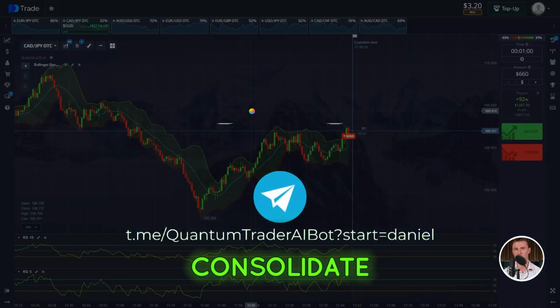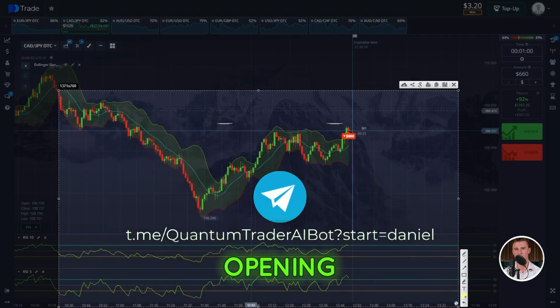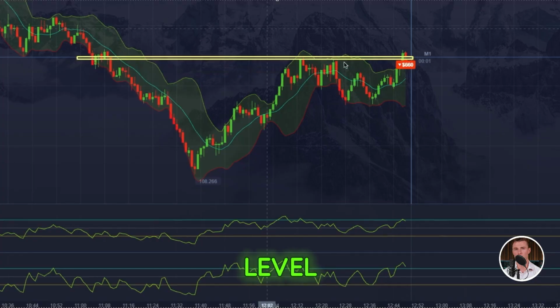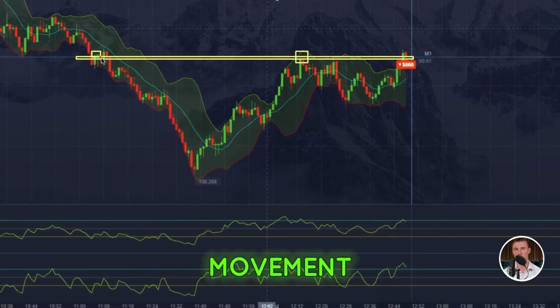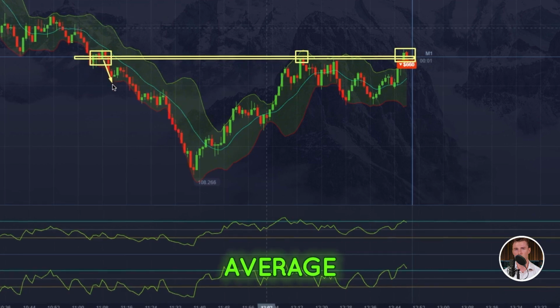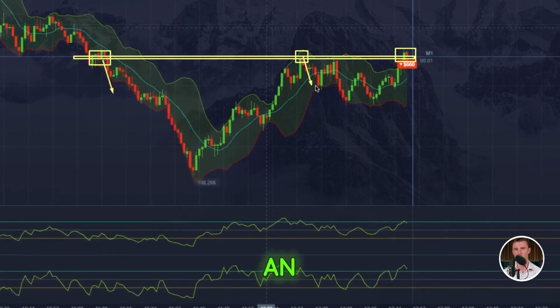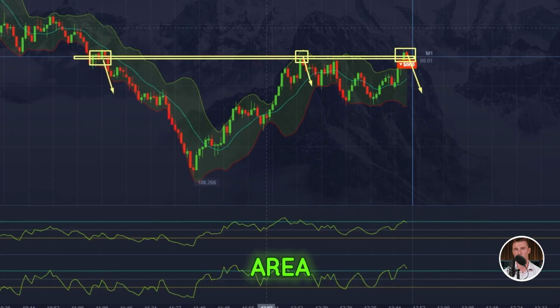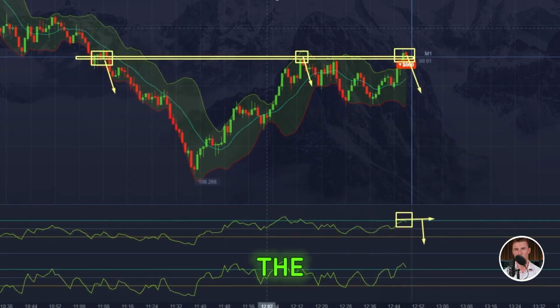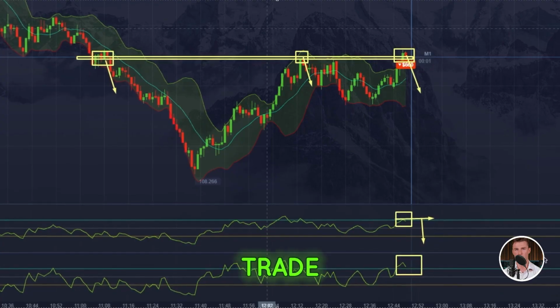Again, let's consolidate the result of the opening. We also have a good resistance area here at this price level. We see how the dynamics of our movement went down. Here we also have a touch of the upper moving average, then an exit from the overbought area on both oscillators. In general, the same entry point, the same principle of entering a trade.